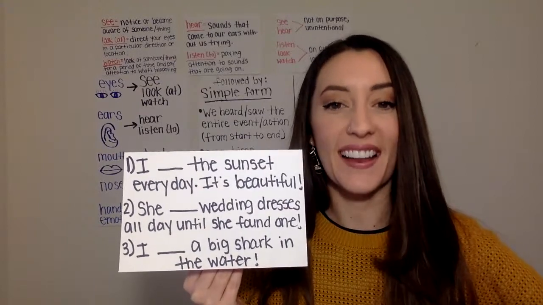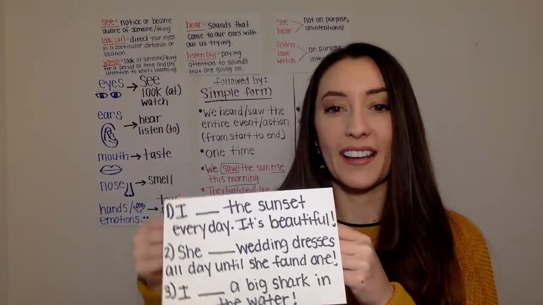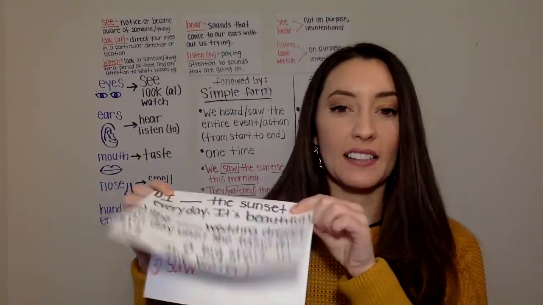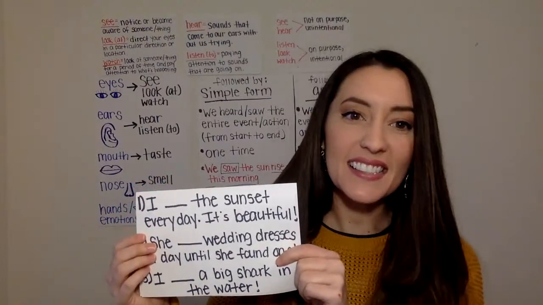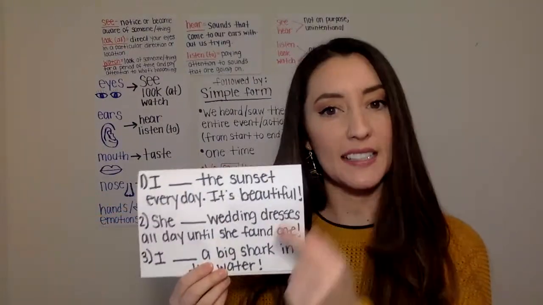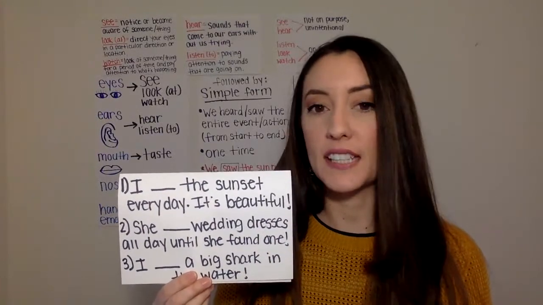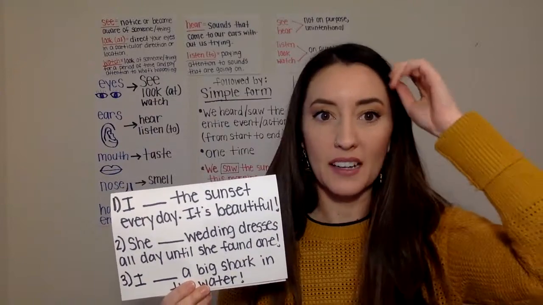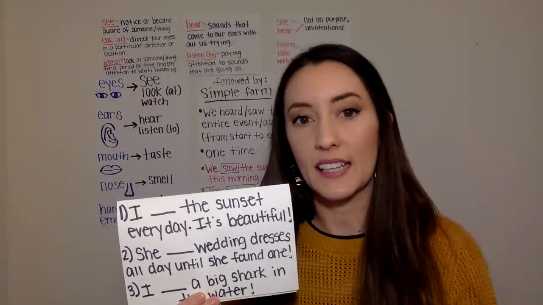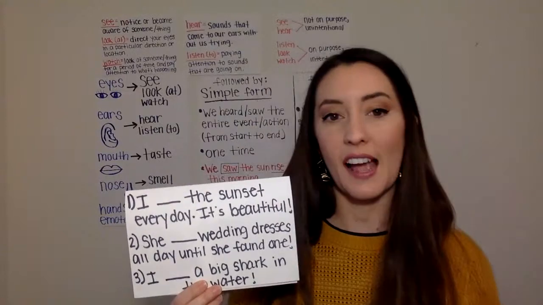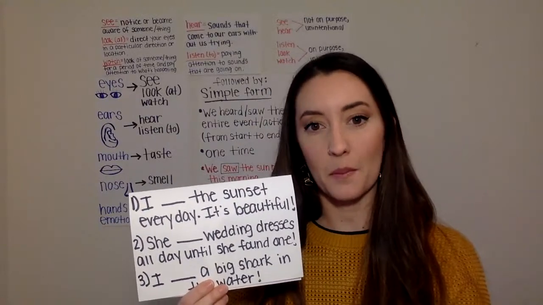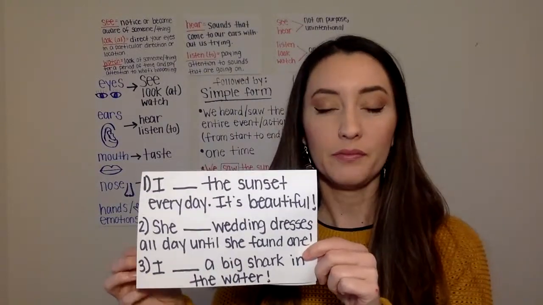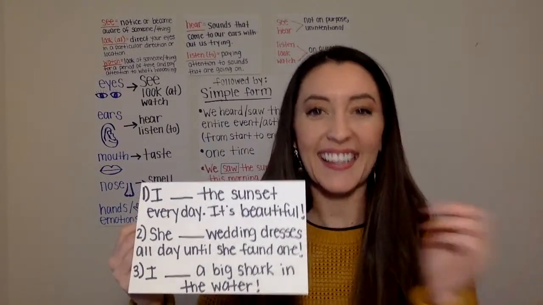Okay, number 1, I watch the sunset. So you could say, I see the sunset. It's technically correct. But in this example, I watch the sunset every day. It's beautiful. I wake up and I pay attention to the sunset because I think it's beautiful. I want to see it. And I watch it for a period of time, right? There's a period of time that it's happening. I watch the sunset every day. It's beautiful. If you said see, I'll take it.